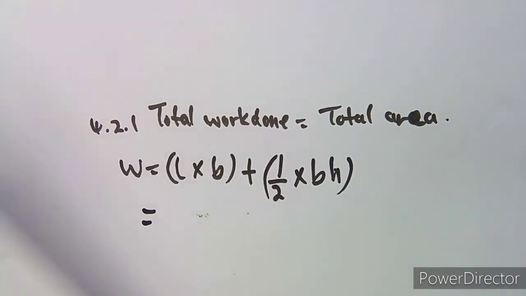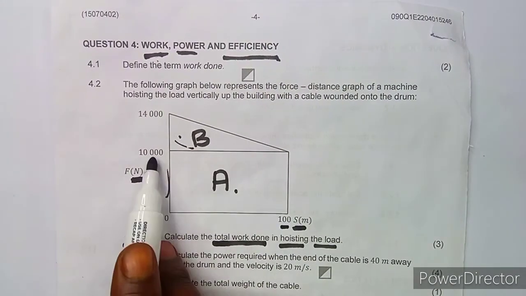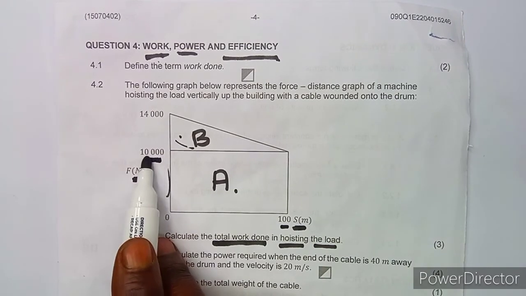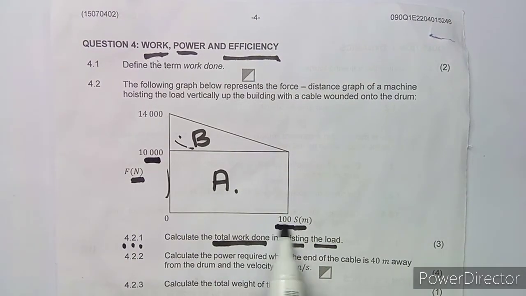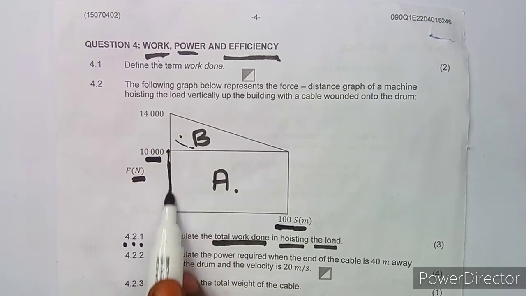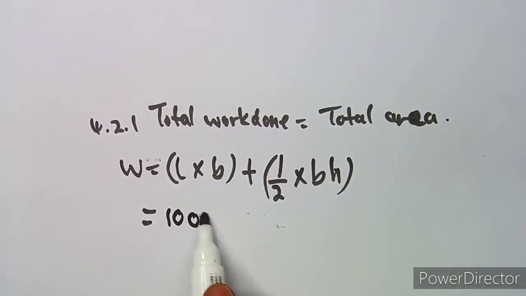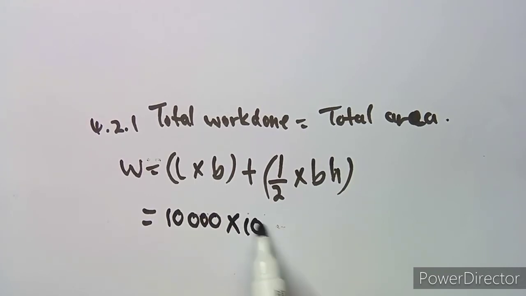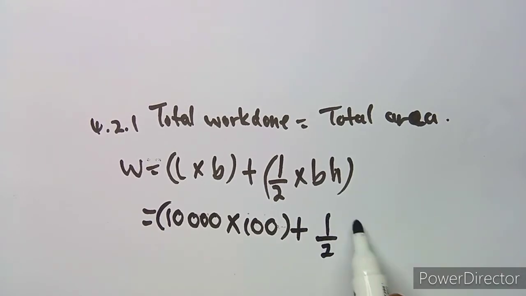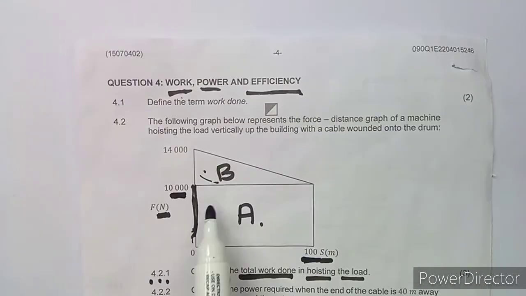Let's substitute. For the length times breadth, this is 100 and this is 10,000, so you multiply 10,000 times 100, which is this rectangle here. Plus half multiplied by the base times the height. Let's cross check here.